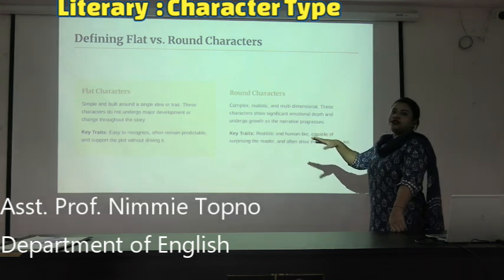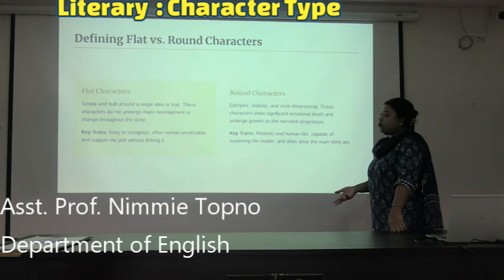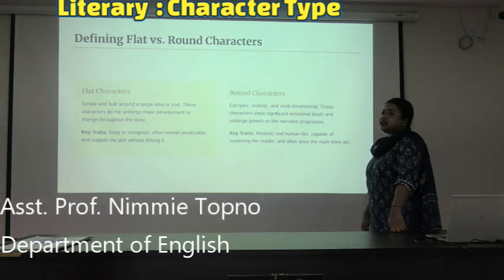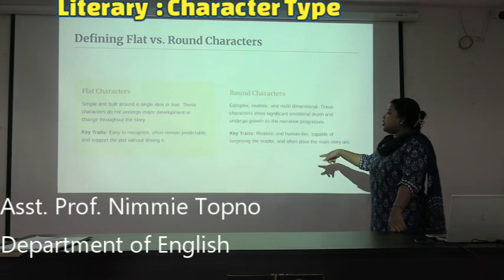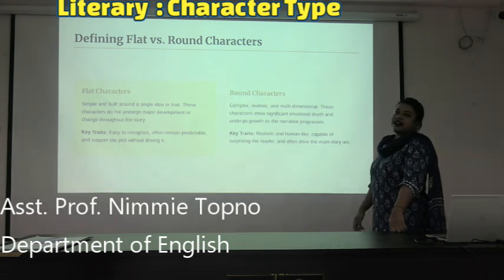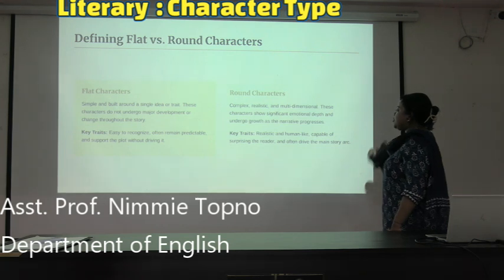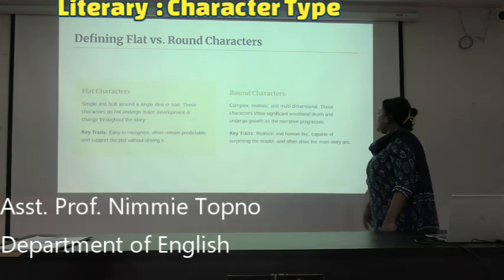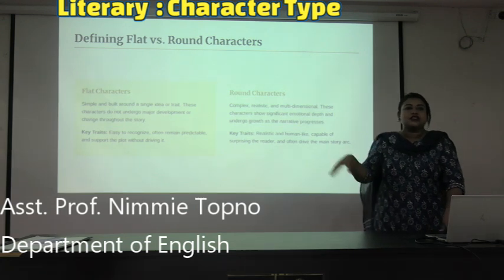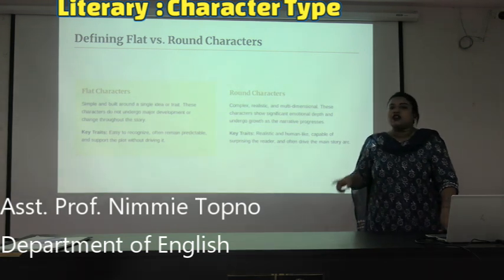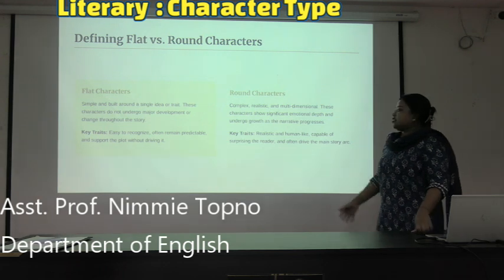Flat characters are simple, not complex, one-dimensional, and do not undergo much change. Whereas round characters are complex, realistic, and multidimensional. So what are their key traits? They are realistic, obviously, and human-like, capable of surprising the reader, and often drive the main story. They are the protagonists, obviously. The round characters are mostly the protagonists who undergo a lot of changes. So you can see that it surprises the reader.